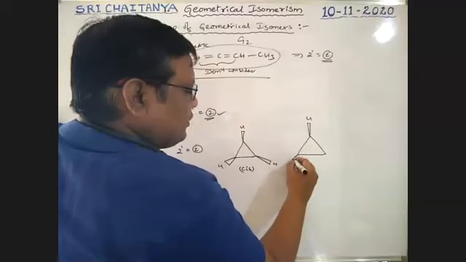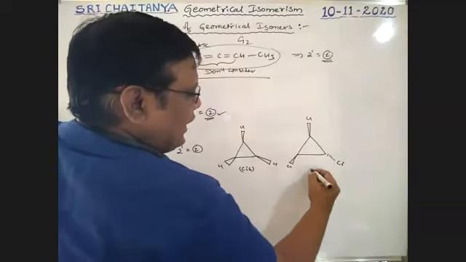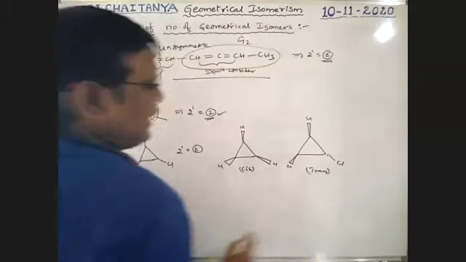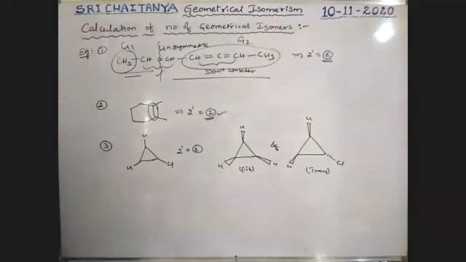This is wedge, and this is dash. So it is a trans compound. So cis-trans compounds are possible. These two are geometrical isomers. Okay. Next.